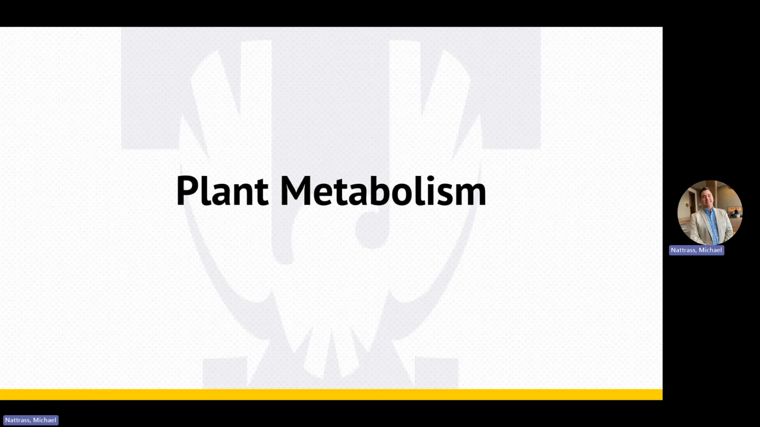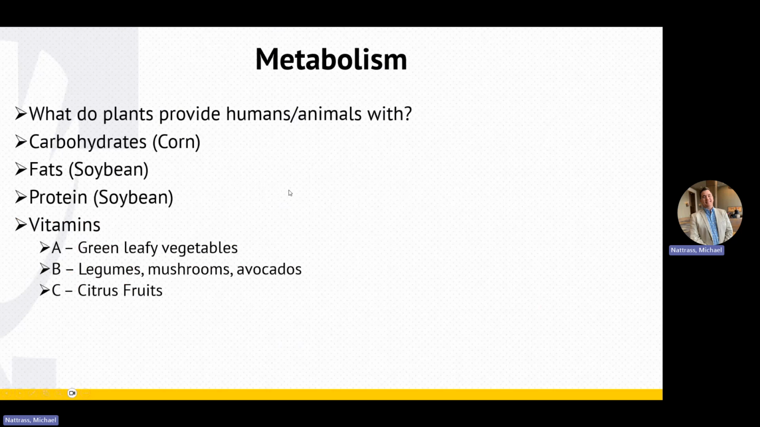All right, let's move into plant metabolism. In that, for our animal scientists, this is where those carbohydrates and fats and proteins are going to be created, and how they're going to be created is important for us because that's why we're growing them. And so having a better understanding of photosynthesis is going to help us produce our crops better.